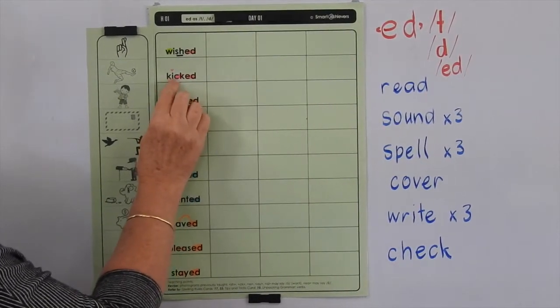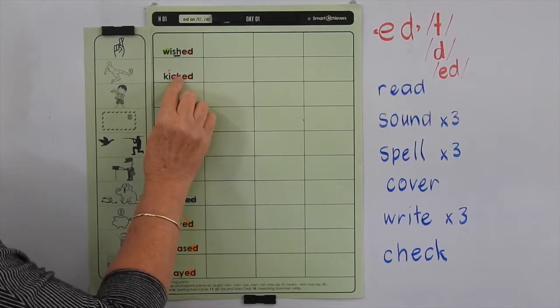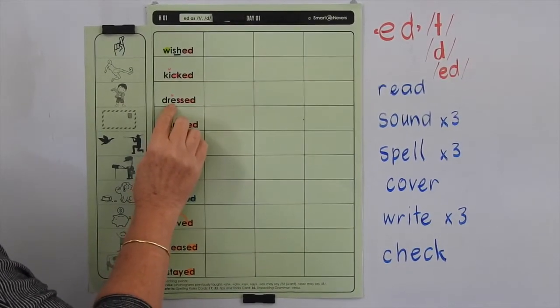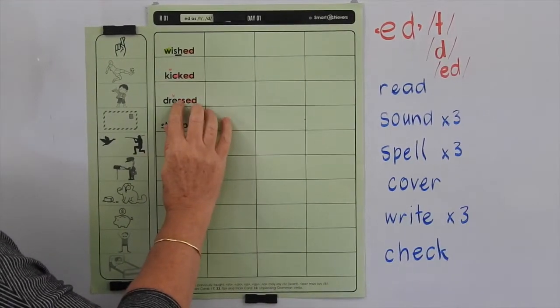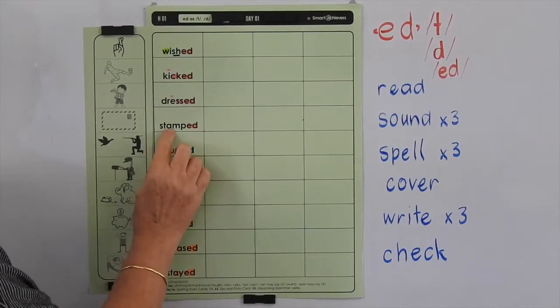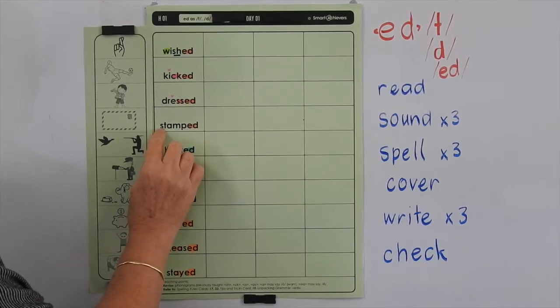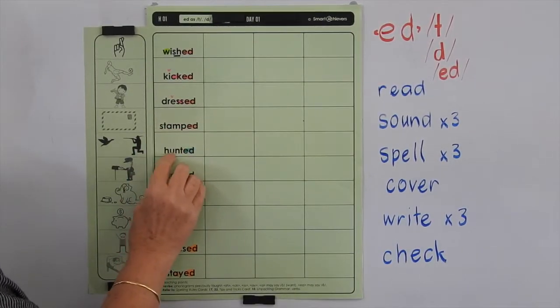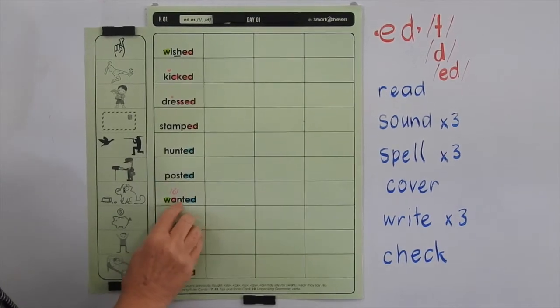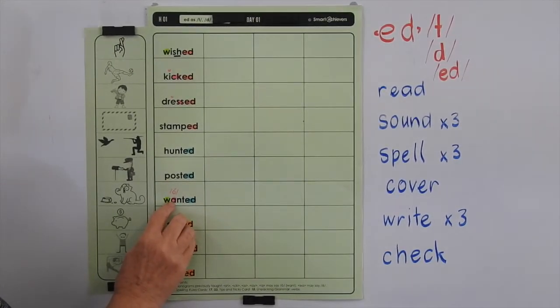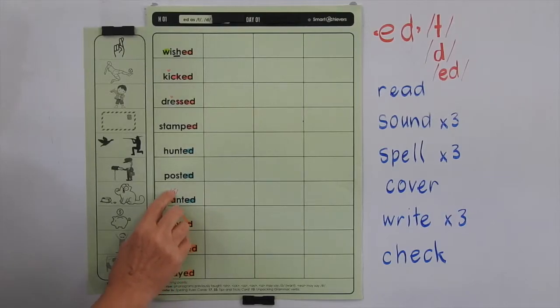Now here we've got a short vowel sound, so we're putting CK at the end of a word after a short vowel sound. Here, short word, short sound in dress, ends with S, you've got to put two S's. Stamp is just quite an easy one. It's five sounds, five letters. Same with hunt, same with post. You've got the long O sound there. Wanted, the A here. The A after a W or a WH or a QU can make the OT sound. So be careful with that one.